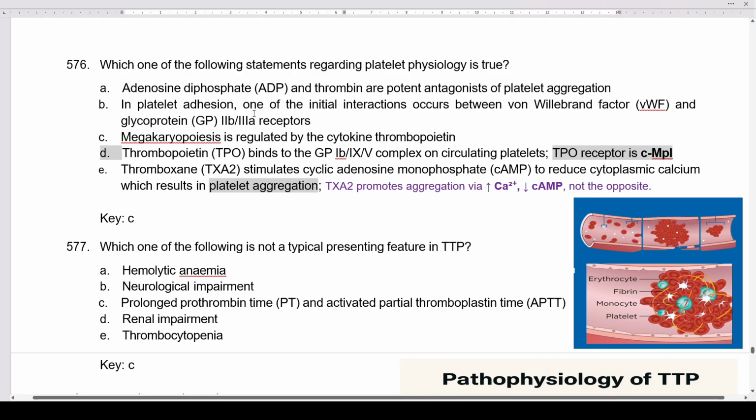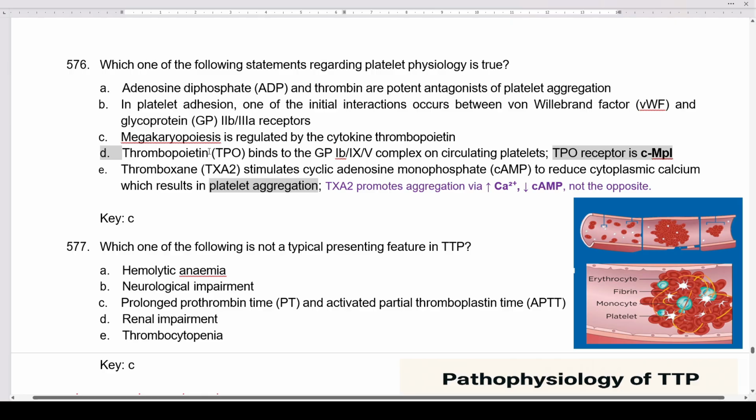Next is, in platelet adhesion, one of the initial interactions occurs between von Willebrand factor and glycoprotein 2b3a. So it is wrong with von Willebrand factor. It is the GP1b95 receptor. Okay, megakaryopoiesis is regulated by the cytokine thrombopoietin. So this one is correct. Yes, megakaryopoiesis is regulated by TPO. Then next is, thrombopoietin binds to GP1b95 complex on the circulating platelet.